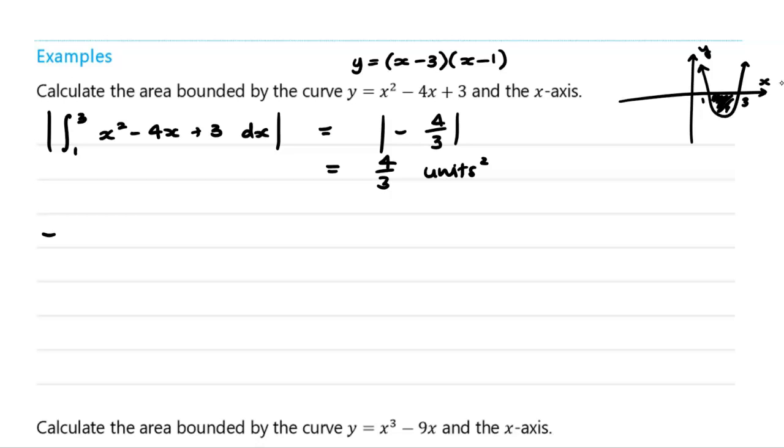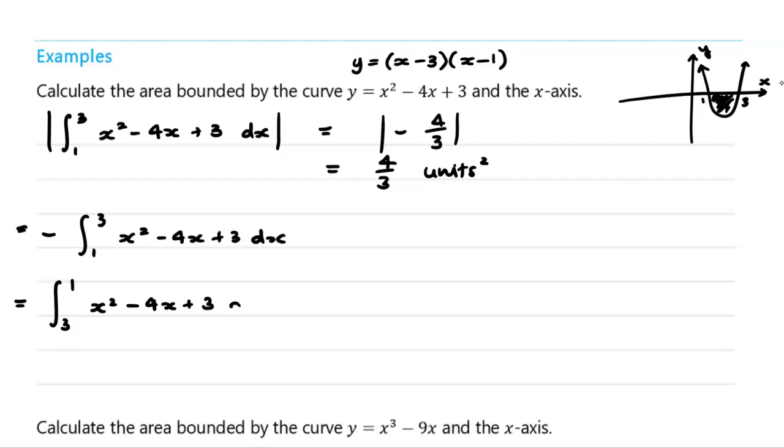Or instead, you could put a negative sign in front of the integral from 1 to 3 of x squared minus 4x plus 3 dx. I'm going to put equal signs because all of these are equivalent. Or you could change the terminals to be from 3 to 1 of x squared minus 4x plus 3 dx. I encourage you to quickly do the integral and verify that we do get 4 over 3 units squared as the area.